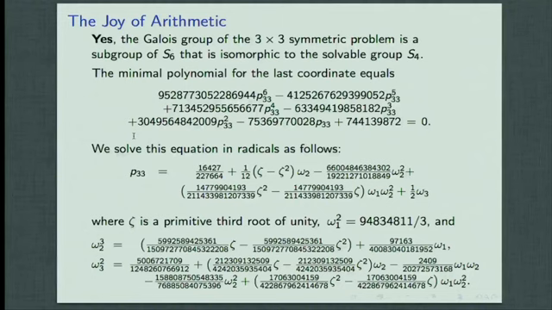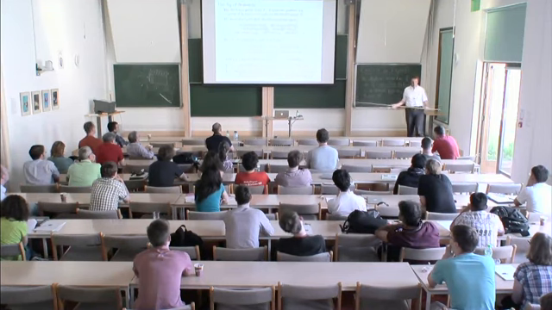So the minimal polynomial for the last coordinate, the lower right entry of my matrix, P33: I eliminate all the other things, I get one equation of degree 6 in this P33, and then we solve it. So P33 is this thing, where zeta is the primitive third root of unity, so zeta squared plus zeta plus 1 is 0. Omega 1 is the square root of this rational number. Omega 2 is the cube root of this thing, and omega 3 is the square root of that thing. So this is the exact solution in radicals, and you can write down the other entries as well.